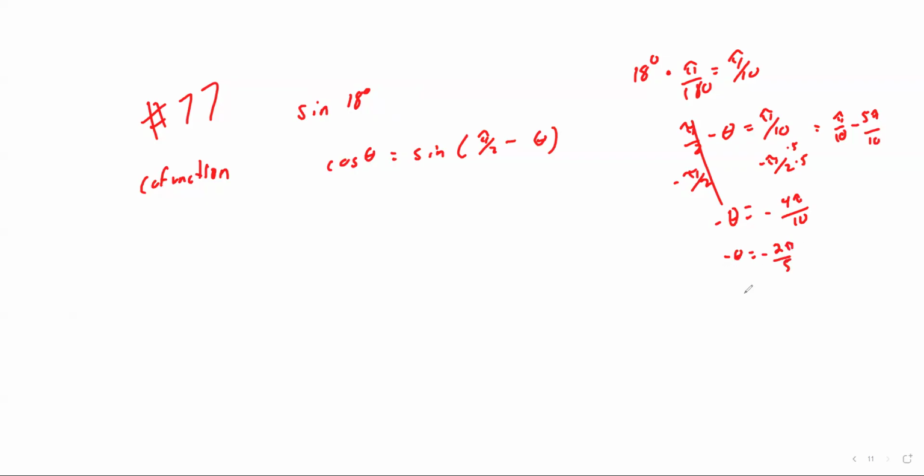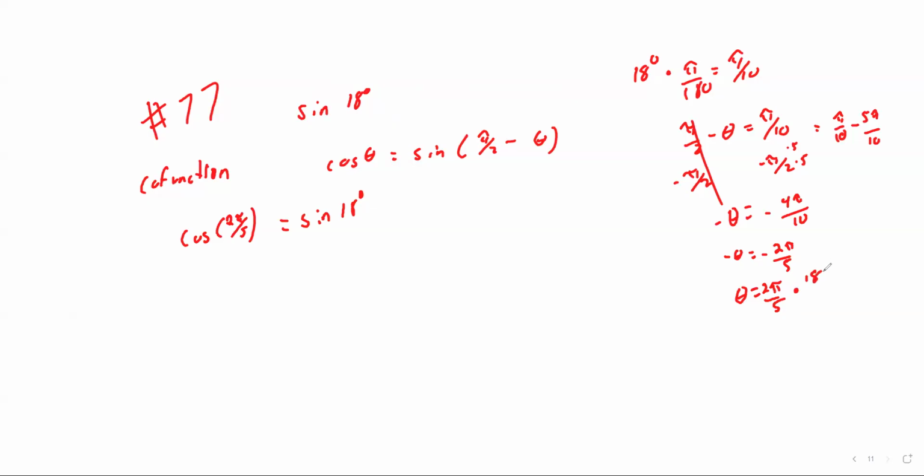And then if negative theta is equal to that, positive theta must be 2 pi fifths. So we'll stop there. And we now know that sine of 18 degrees would be the same thing as cosine of 2 pi fifths. Do we see that answer? We do not. They're all in degrees. So let's then take this and convert it into degrees.